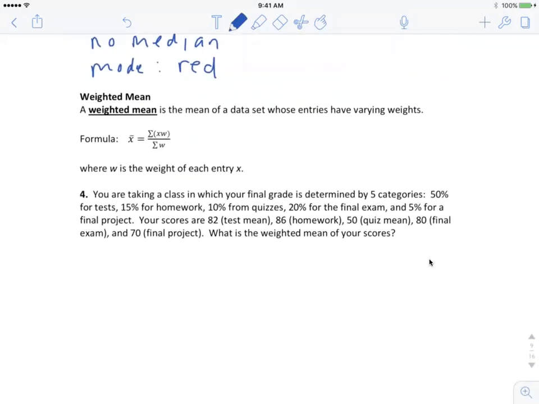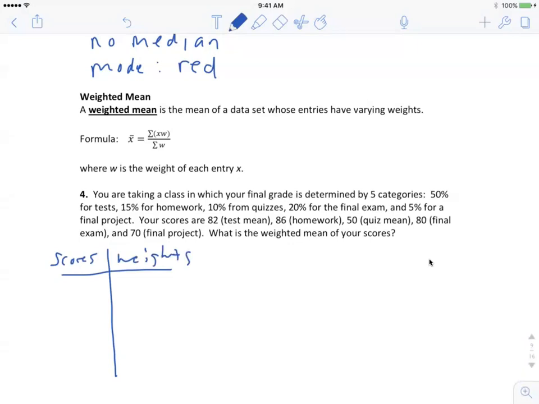Okay, the next type of mean we're going to look at is a weighted mean. The weighted mean has a formula. It looks a little crazy, but we'll break it down. This is where you have weights associated with categories. A good example of that is calculating a grade. So here we have a breakdown of categories for tests, homework, quizzes, etc. And then we have your scores. What I like to do is make a little table for these, with scores and weights.